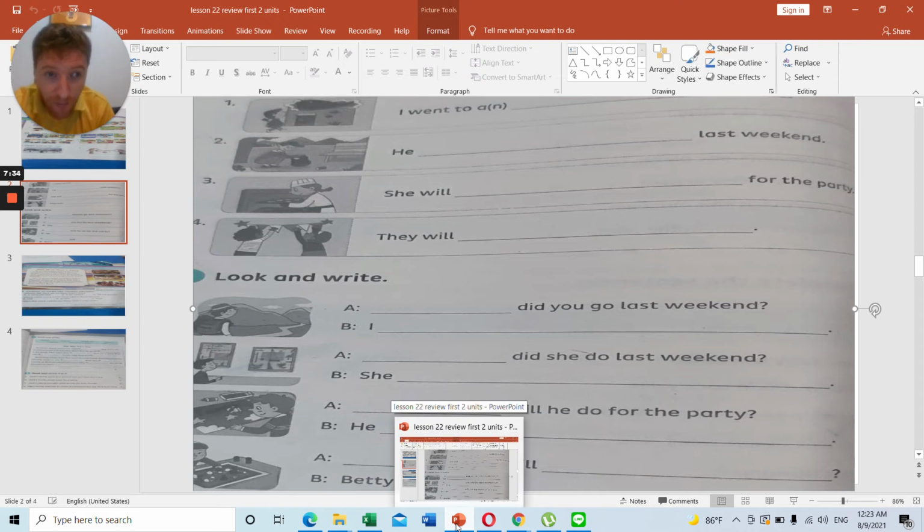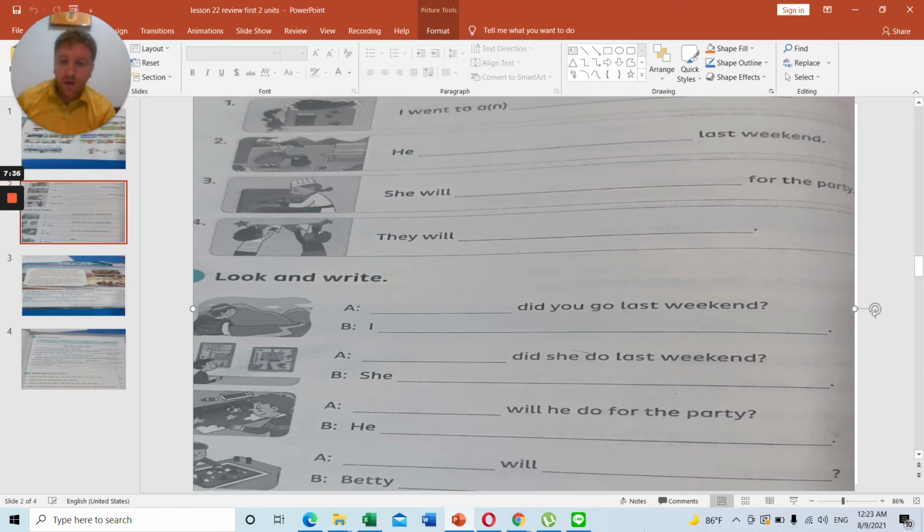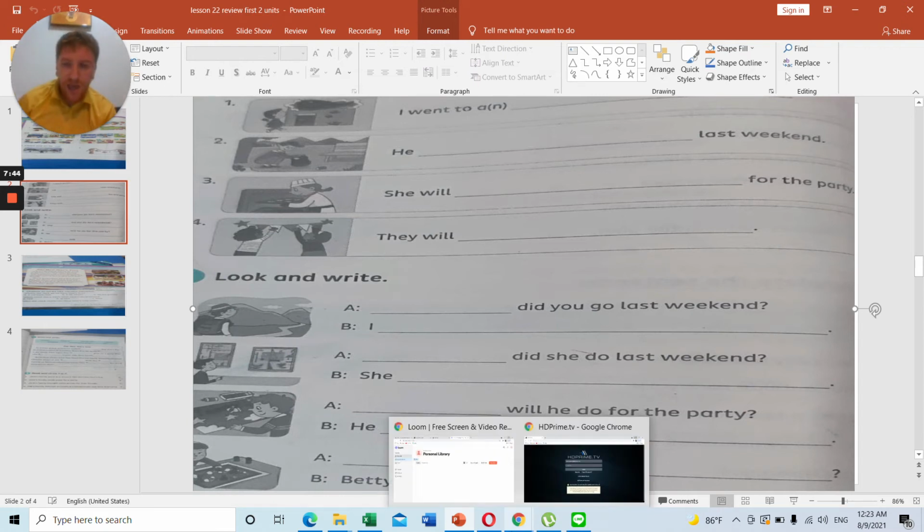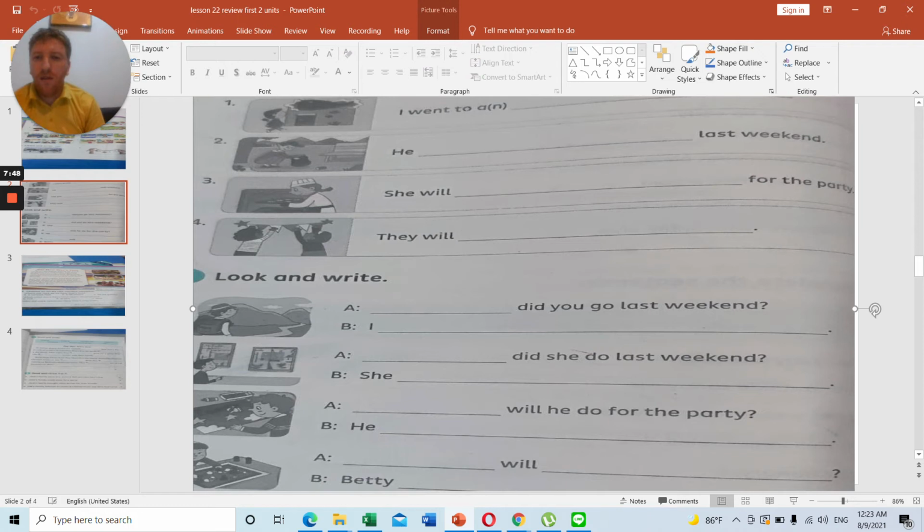So number 1, I went to an aquarium. 2, he did volunteer work, or he went to a national park. You can pick either one. Number 3, she will bake cookies. And number 4, they will hang up the decorations.